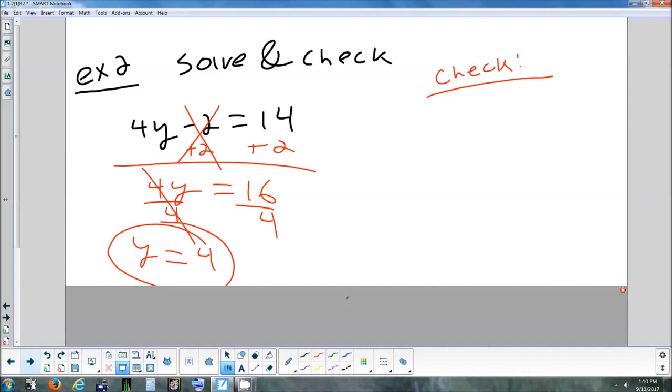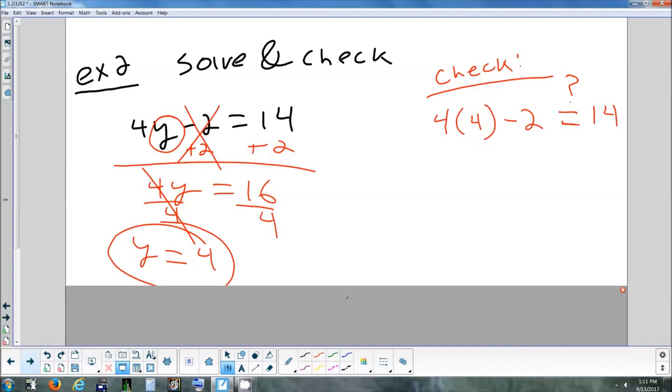Madison, can you remind me how I check it? You put your answer in for the variable. Yeah, so we're going to copy down the same equation, except we're going to change the variable to what we think our answer is. So I have 4 times, don't put y, put in 4, minus 2, hopefully equals, we don't know yet, 14.